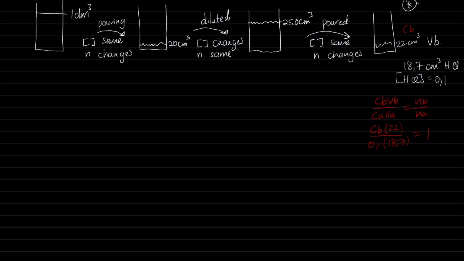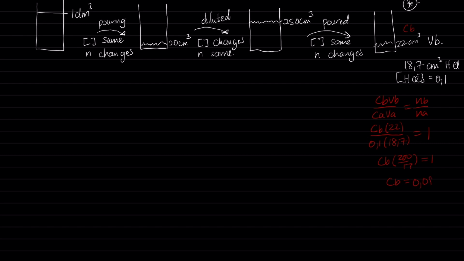Now we can calculate CB. We'll say 22 divided by 0.1 multiplied by 18.7. Putting that in our calculator, CB multiplied by 200 over 17 is equal to 1. That means CB is equal to 1 divided by 200 over 17, which is 0.085 moles per dm cubed. And this is the concentration in the 22 cm cubed sample.